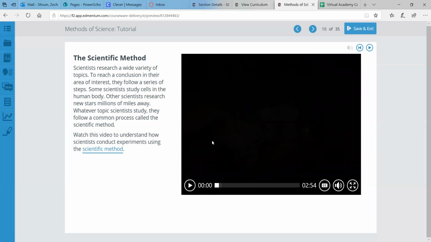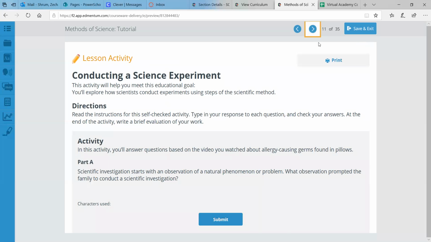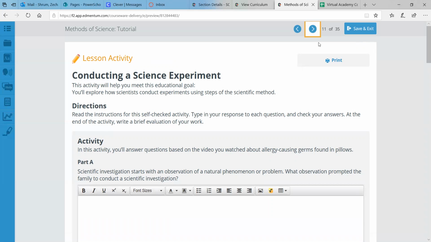And all of these branches of science, and any realm of science, use the scientific method. And this is probably the most important part of this tutorial, this method, right? To reach a conclusion in their area of interest, they follow these steps. And the steps are the same for every scientist. You can watch this video, but you can get the basic gist of it after we complete this tutorial.